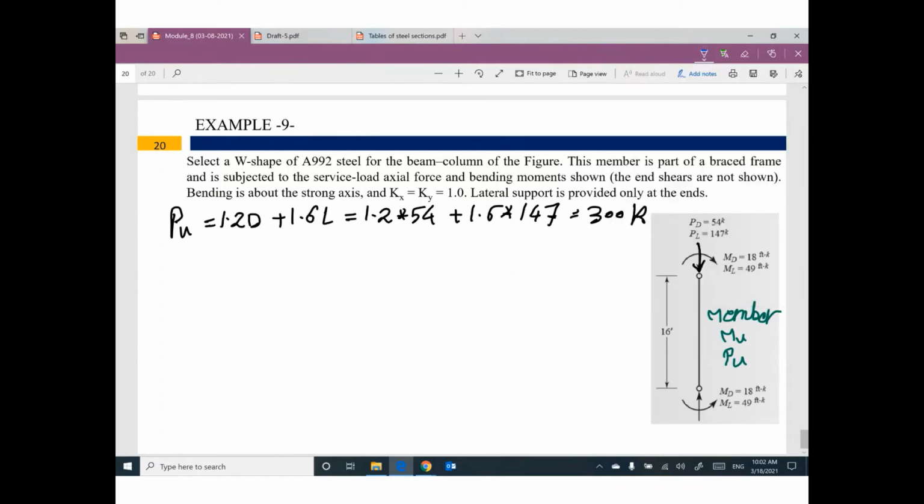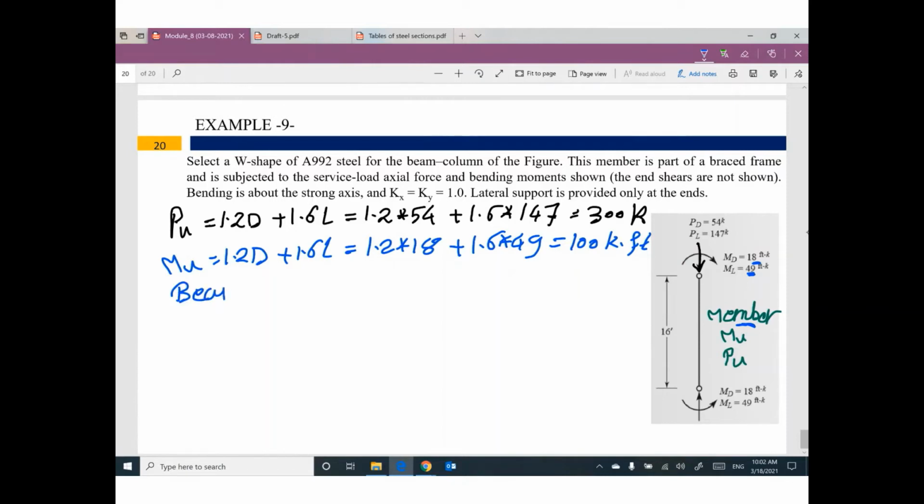This member has M ultimate. We have moment here due to dead load 18, due to live load 49. So we have 1.2 dead load, 1.6 live load. So 1.2 times 18, 1.6 times 49, which is about 100 kip-foot. This is the reason why I said this member. I didn't say this column or this beam, because this member is a beam column member.